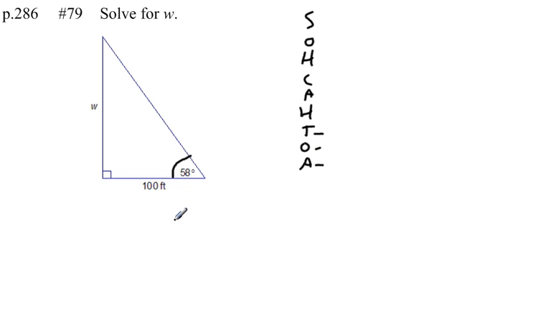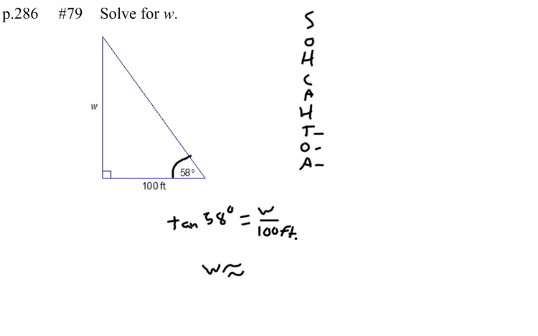So let's write an equation for this. I can say the tangent of 58 degrees equals the opposite side over the adjacent side. Okay. Now, tangent of 58 degrees, our calculator can do for us. We're going to get a weird decimal for that. If I multiply that by 100, I'll have that W by itself. So W is going to be about equal to, well, it's equal to 100 times the tangent of 58 degrees.